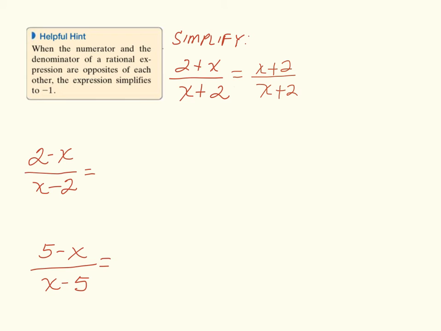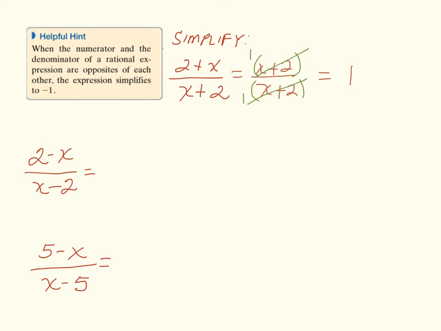And in this case, what happens with x plus 2 over x plus 2? Remember, they are married. They go together. So you can't cancel the x with the x. You have to cancel the whole expression at the top with the whole expression at the bottom. So it simplifies to 1.